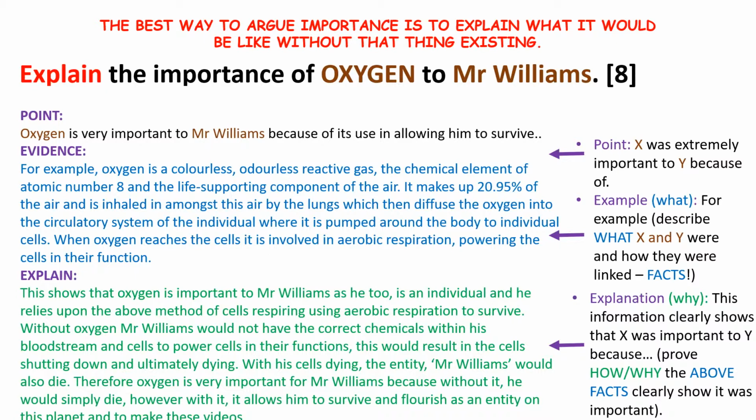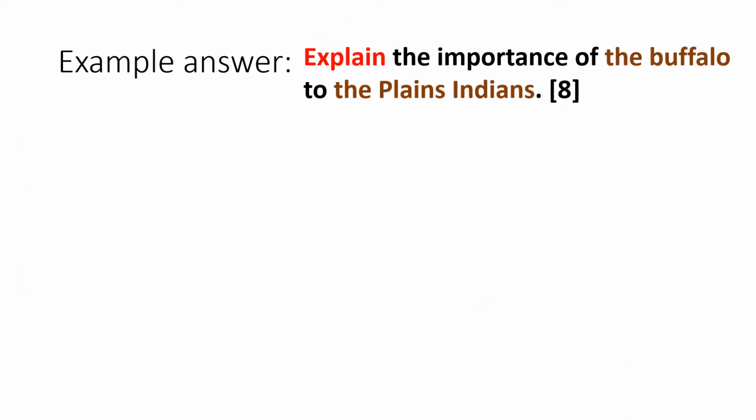So again, what I've done there is simply said, well, why is it important? I've told you in my evidence what it is, but in my explanation I've argued why it was so important, because simply without it I would die. So again, let's actually apply this to an American West question, and hopefully we'll see how I'm literally going to use the same formula all the way throughout, but I'm just going to change the facts around. So this means you go into the exam with the same formula, just change the facts around.